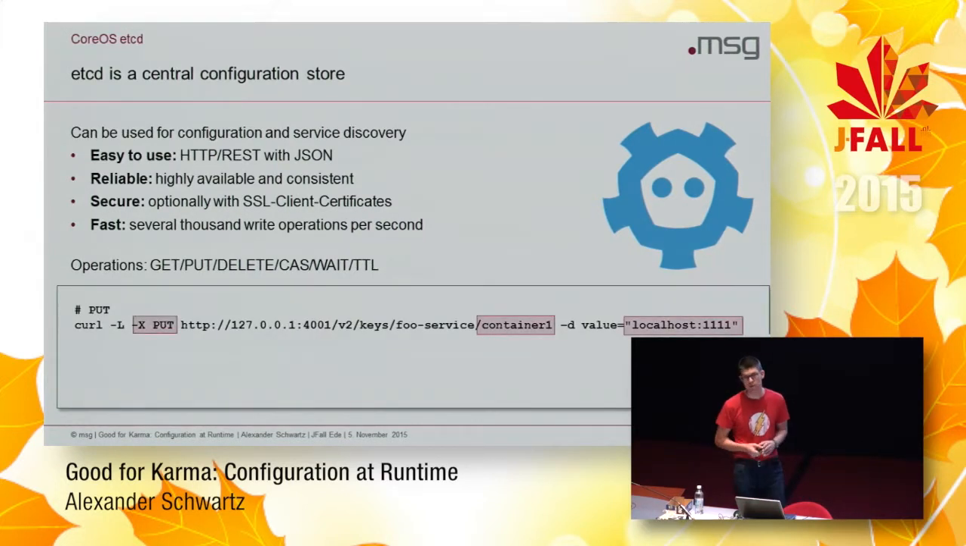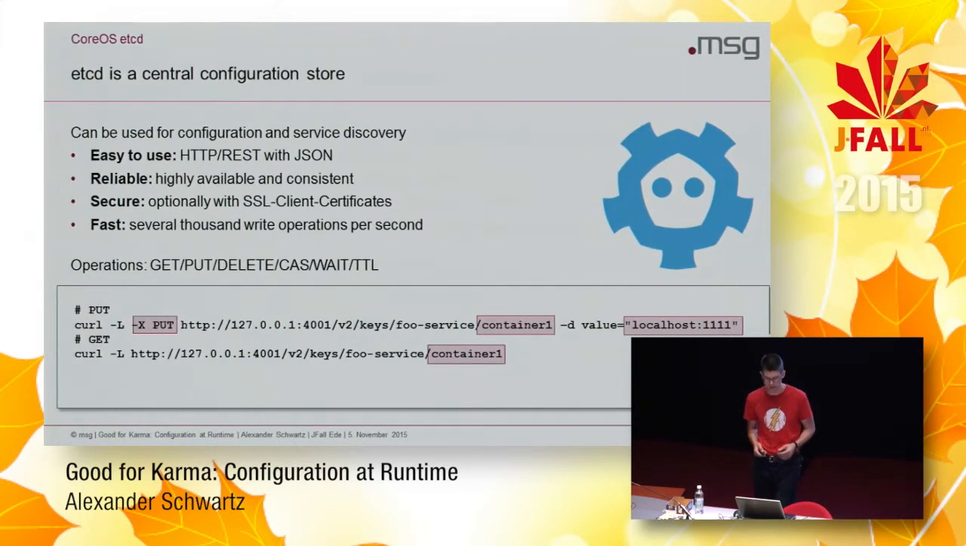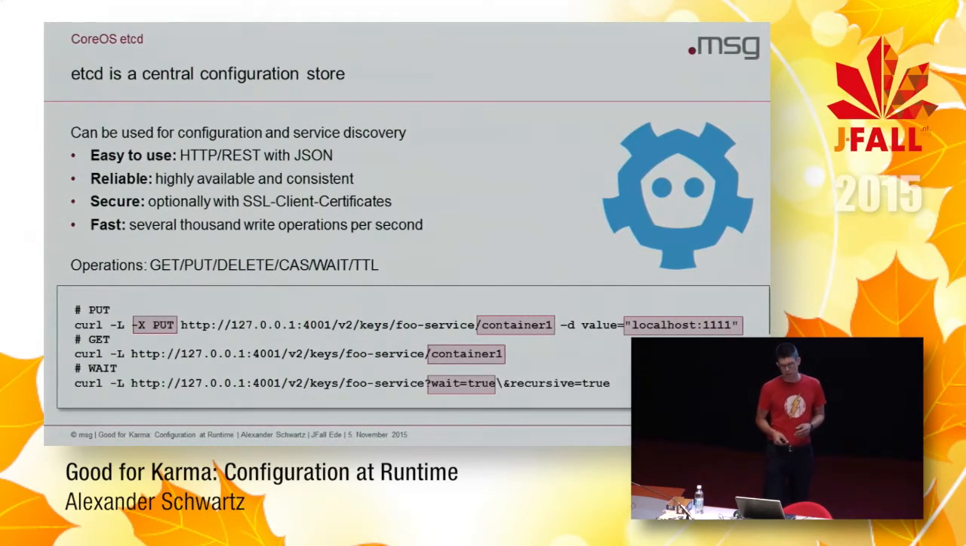Well, as it has a REST interface, you can use it with curl. I can use put to write something in this key store. Basically, it's a hierarchic key store with a URL. So under foo service, I now add an entry for container 1 that has a URL localhost colon and a port number. If I want to read it, I use the same URL but using the get request. And if I want to be notified once something changes below that foo service URL, I put wait equals true at the end as a query parameter, and recursive to be notified if anything changes below foo service. So that's the REST interface of etcd.